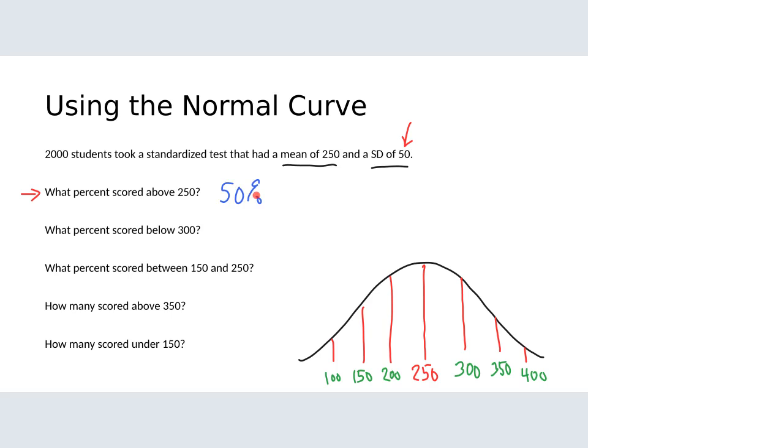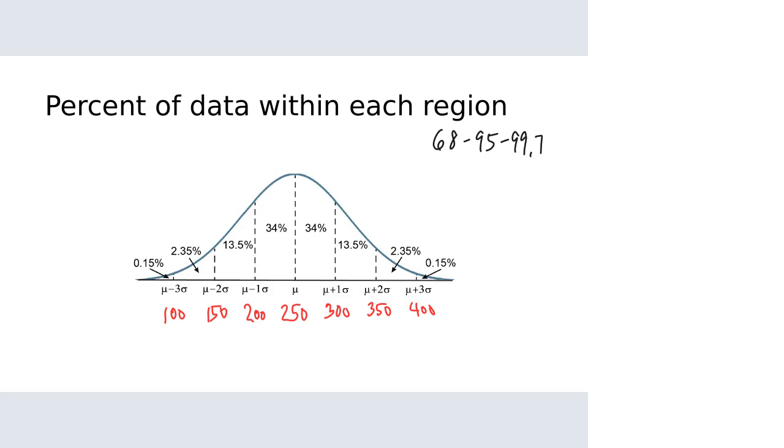Our next question here is, what percent scored below 300? So I'll go back and look at my normal curve. Okay, here's where 300 is. That's one standard deviation above the mean. What percent scored below 300? Well, the scores that are below 300 are back here. So I'm going to have to add up all of these to figure out the percent that scored below 300.